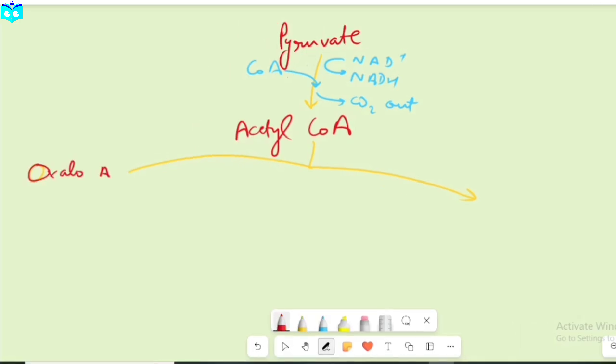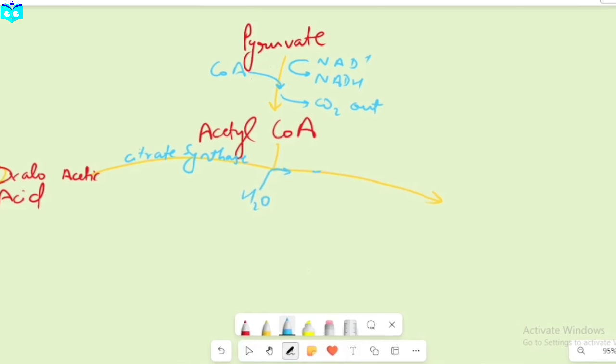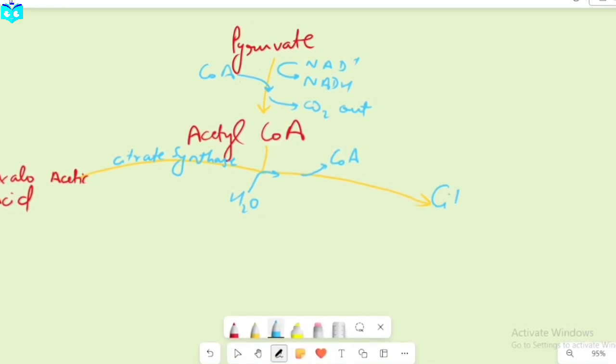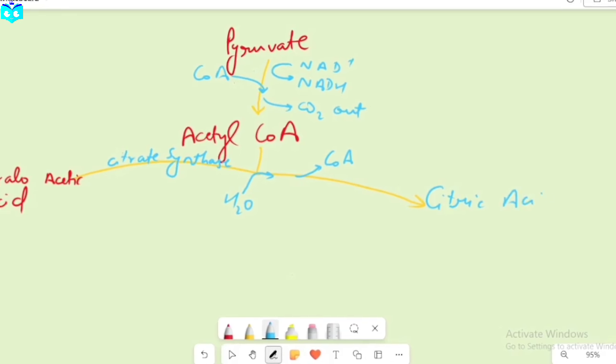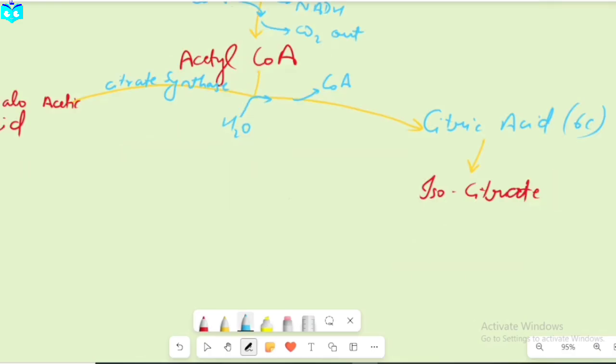After this, acetyl coenzyme A reacts with oxaloacetic acid in presence of citrate synthase, consumes a water molecule and releases coenzyme A to form citric acid, made of 6 carbon molecules. After this, the citric acid gets converted into isocitrate in presence of the enzyme aconitase.